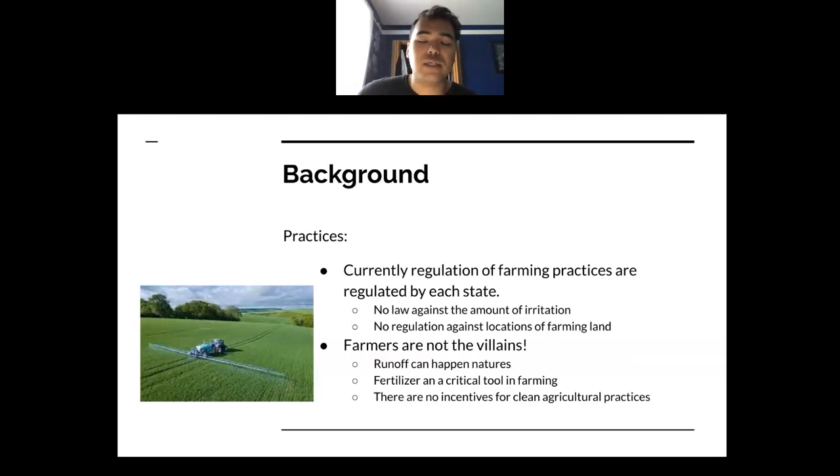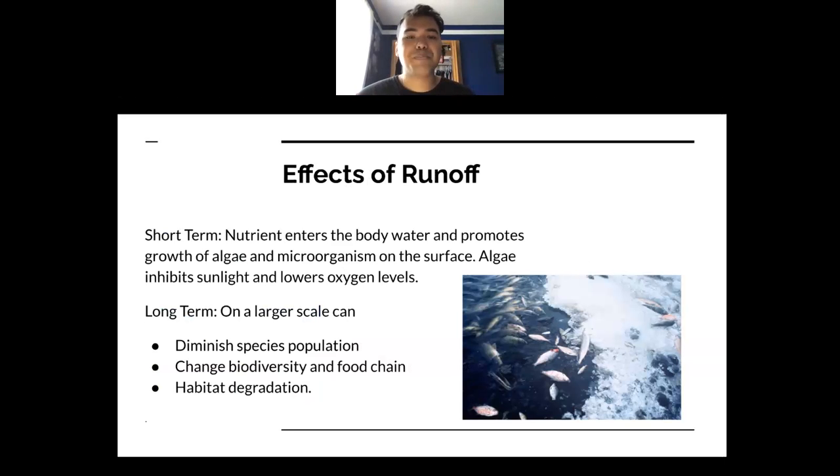And one thing I wanted to stress in this presentation is that farmers are not the villains here. They are an essential part of our society. Runoffs can happen naturally, but never to this level. Fertilizers are often a really important tool in our farming and agricultural practices. And we mainly want to look at why there are no incentives in place for cleaner agricultural practices.